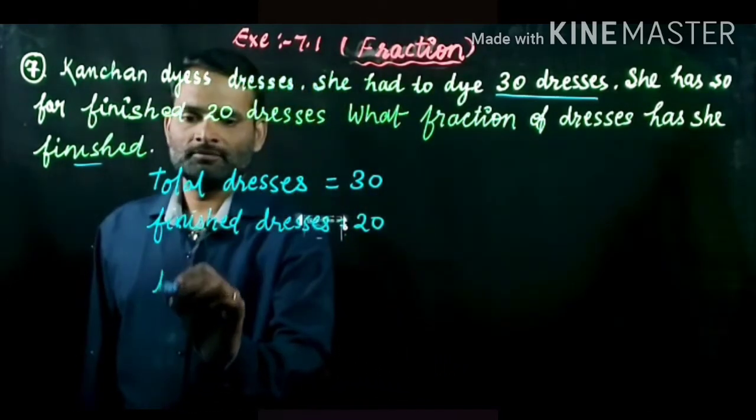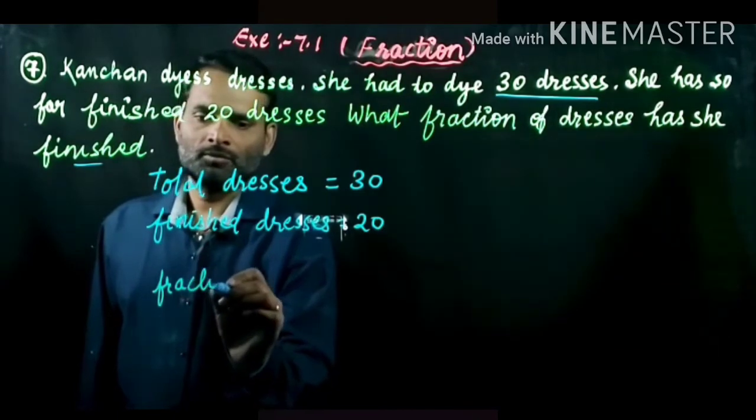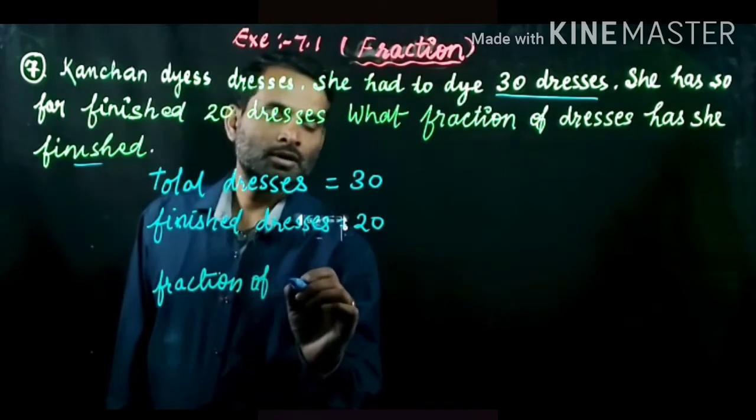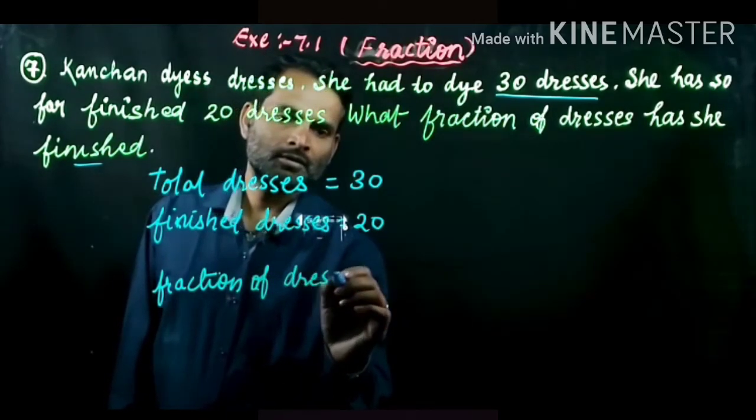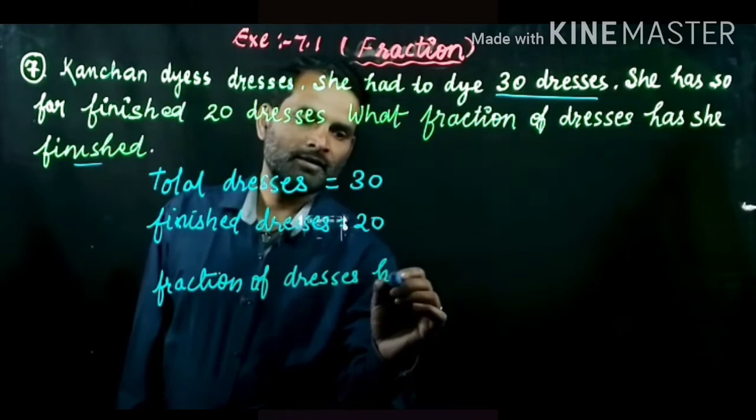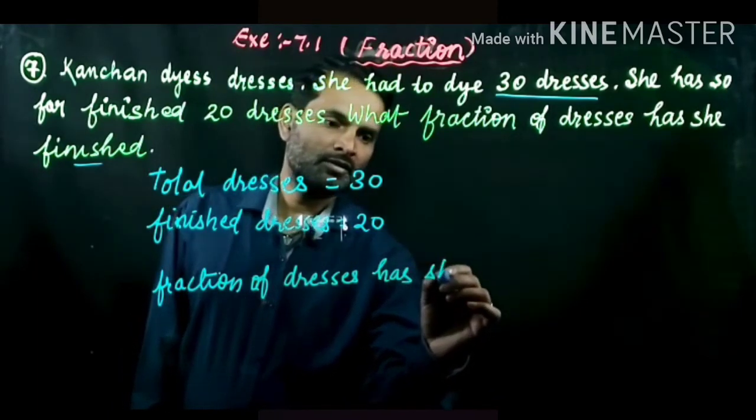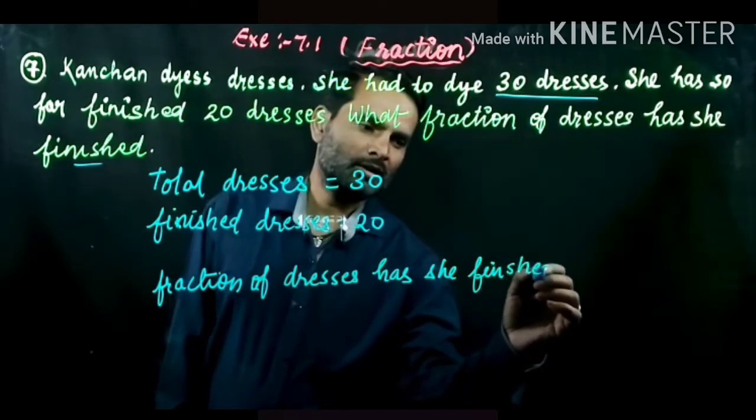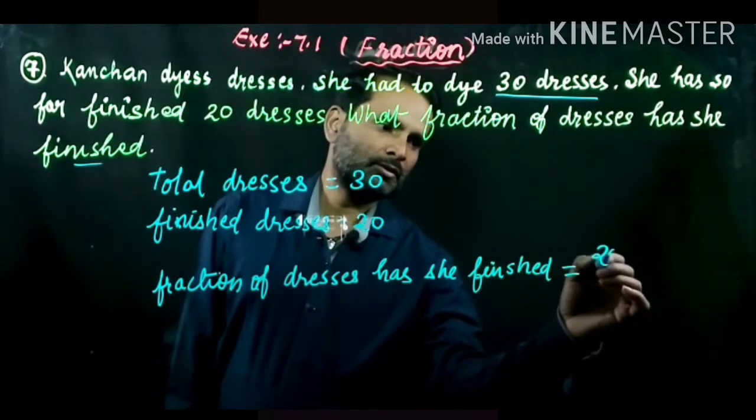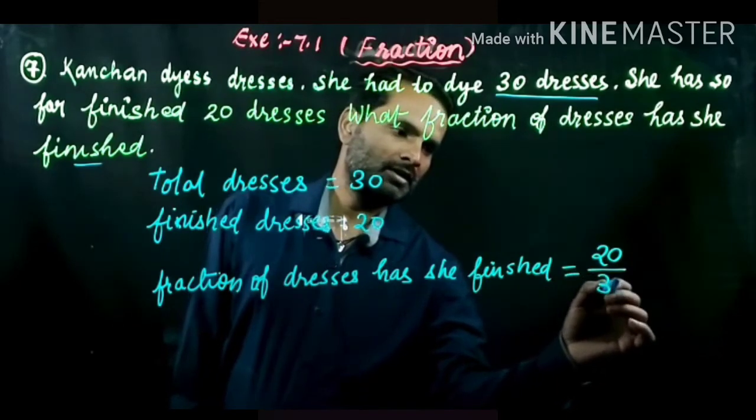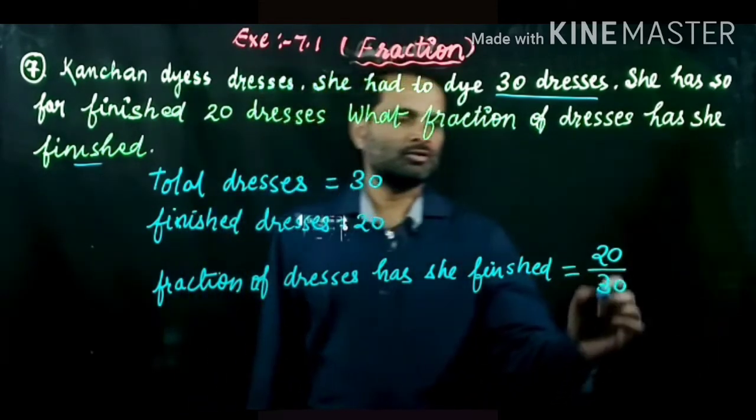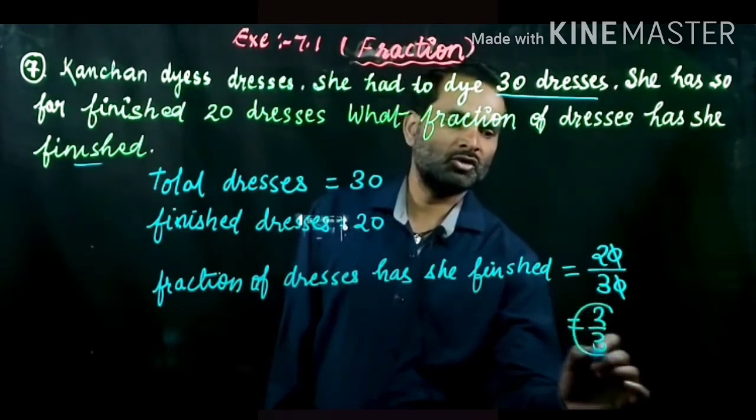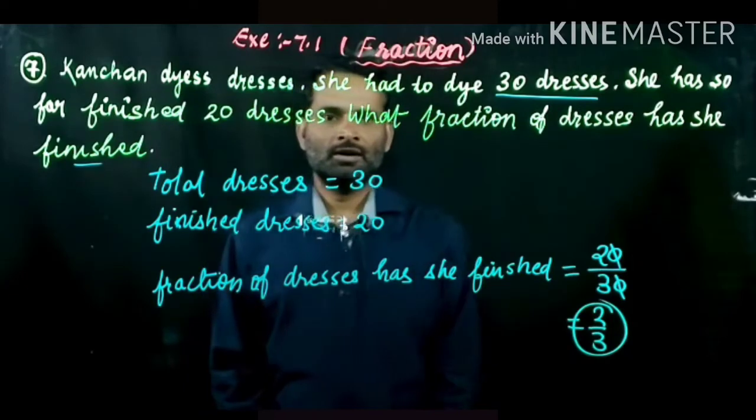So the fraction of dresses she has finished is 20 finished out of a total of 30 dresses. The zeros cancel, and the answer is 2 upon 3. It means 2 upon 3 is the fraction of finished dresses.